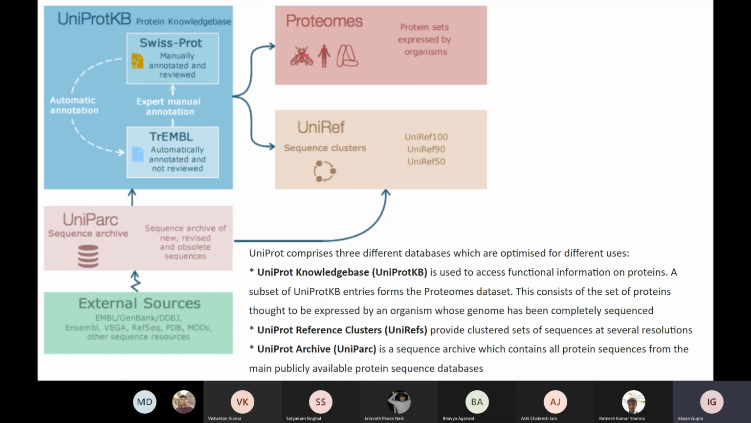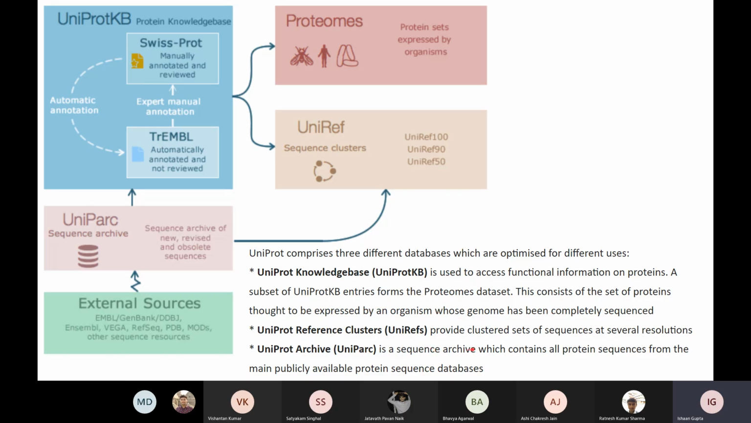And then you also have proteomes, which are basically sets of all the proteins expressed by an organism. Here you can see this is representing a fruit fly. This is a human, and these are like bacteria. Okay, so just coming back again, the UniProt knowledge base is used to access functional information on proteins, and it basically forms a subset of entries from the proteome datasets.